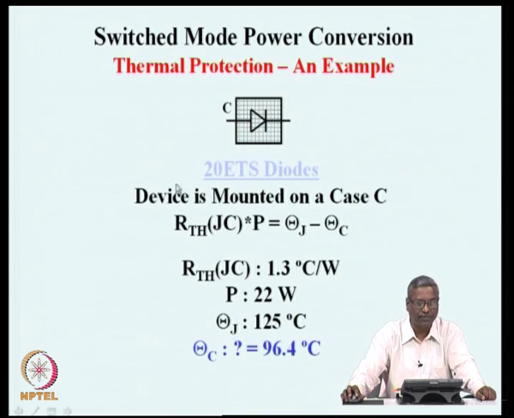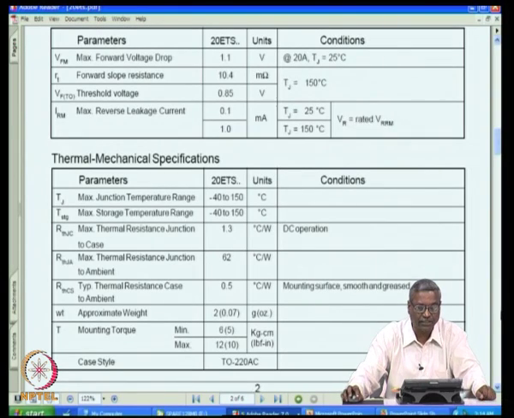If we come to this particular example, where the thermal resistance of the junction to case is 1.3 degree centigrade per watt and power dissipated is 22 watts, and we also know that in this particular case, you can see that the junction temperature can go as high as about 150 degrees centigrade. The maximum junction temperature is 150 degrees centigrade.